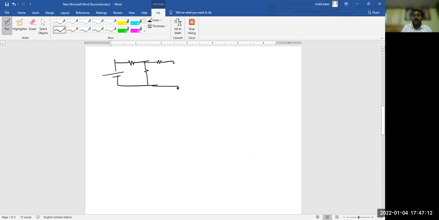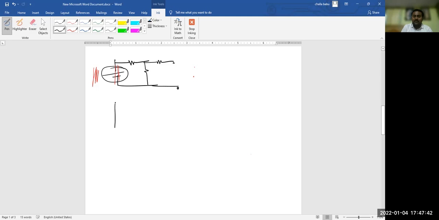The second step is to replace all the sources with their internal impedances. If you know the internal impedance, we can replace with that. If you don't know the internal impedance, all the voltage sources are replaced with a short circuit and all the current sources are replaced with an open circuit. In this case, we have a voltage source, so we replace it with a short circuit. I am drawing the circuit.